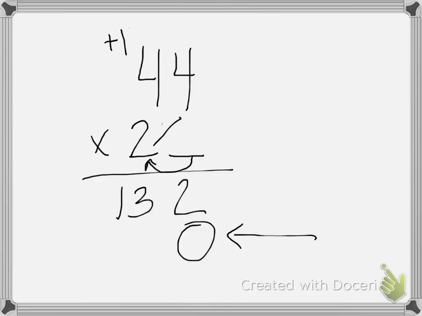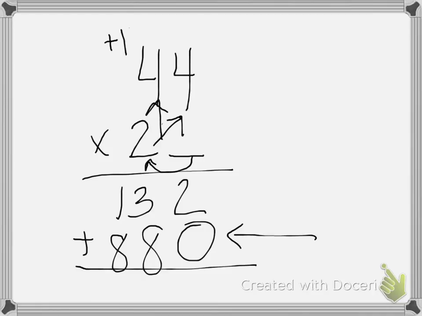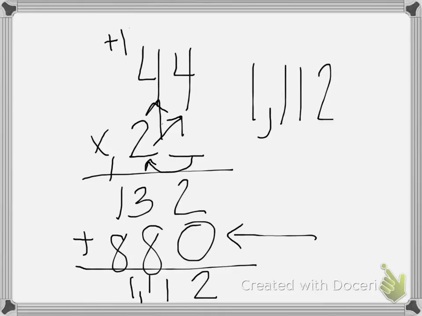And now we multiply. 2 times 4 is 8, and 2 times 4 is 8. So now we have 132 plus 880. Go ahead and solve that in your spiral notebooks. And once you add that together, you get 1,112.